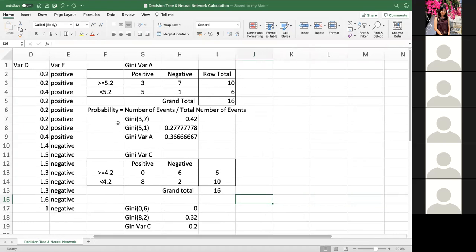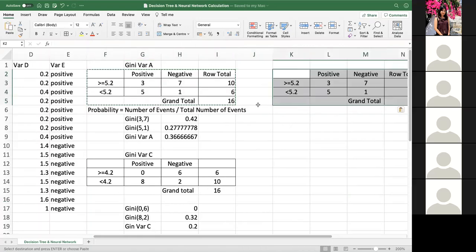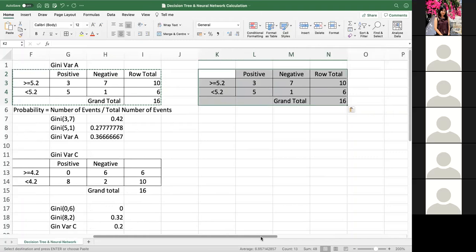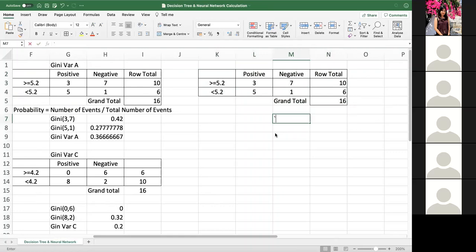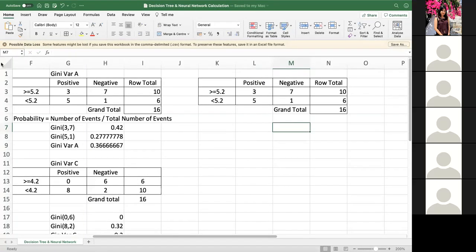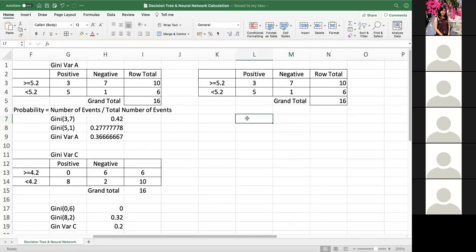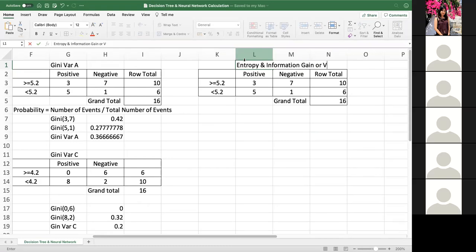The data uses the same table. So you can copy this table, Control C, give one row of gap and paste it. Just copy and paste the table to the right. So now we are calculating entropy and information gain of variable A.